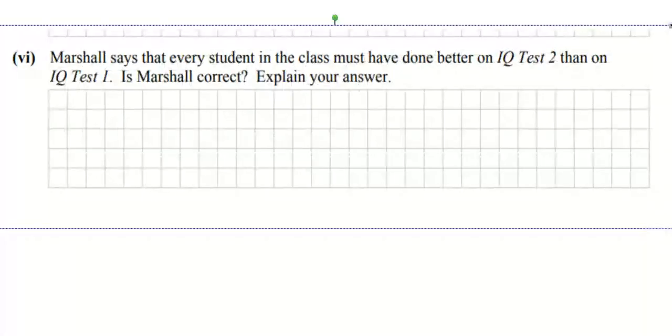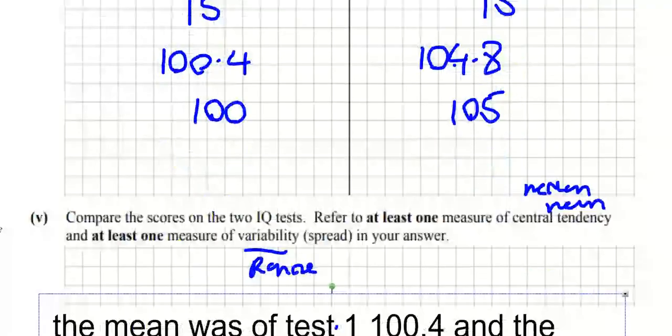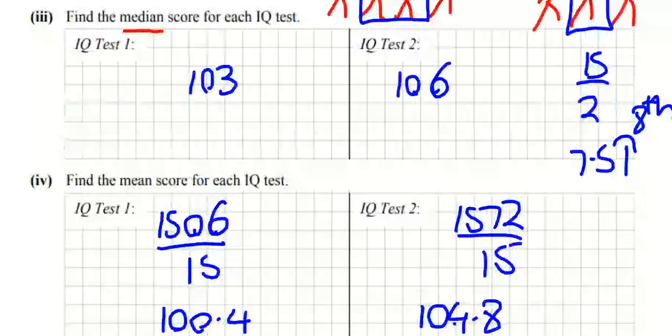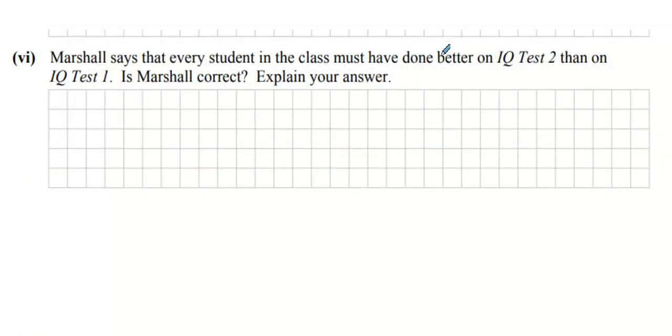For part 6, Marshall says that every student in the class must have done better on IQ test 2 than IQ test 1. Is Marshall correct? Yes or no? You don't have to. I'll show you now. Here's an example, all right? Just because the average goes up does not mean that everybody did better.